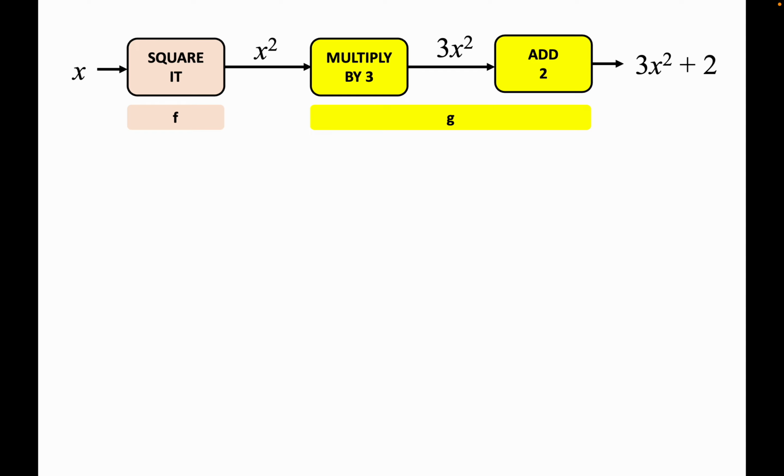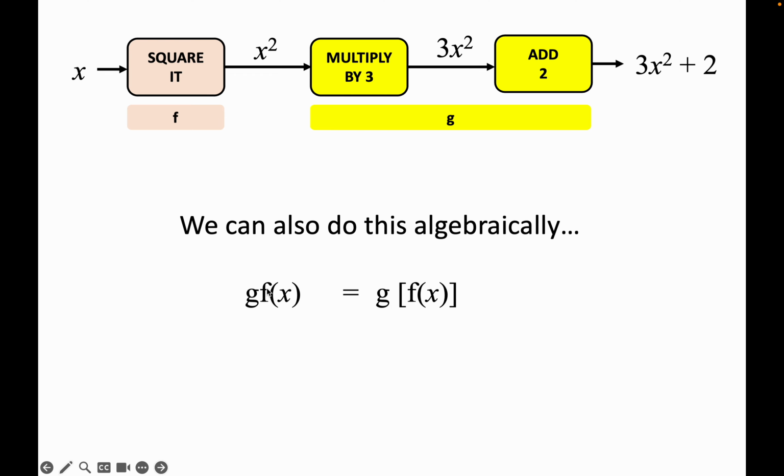So I'm just going to move that to the top so that I can say that we can also do this algebraically. So gf of x means to take the x, do the function f to it, and then do the g to the result of that. So it means to take the x and square it in this case, because function f says square it, and then do g to the result of that. So apply the function g to x squared.